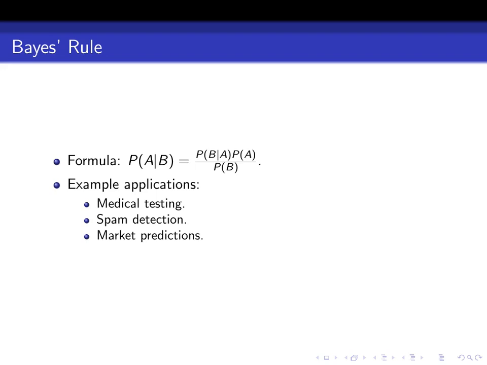Bayes' rule allows us to reverse conditional probabilities when direct computation isn't possible. It's especially useful in scenarios like diagnostic testing or spam detection, where we need to infer probabilities from indirect data. The formula is: the conditional probability of A given B is equal to the conditional probability of B given A, multiplied by the probability of A and divided by the probability of B.